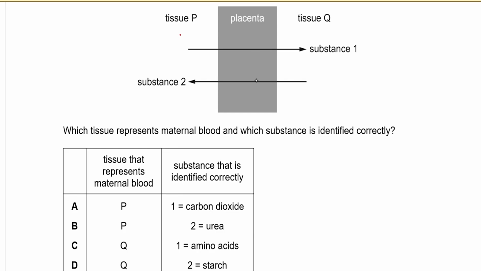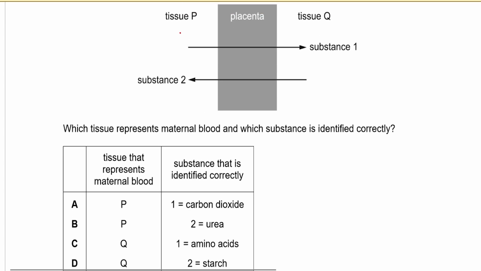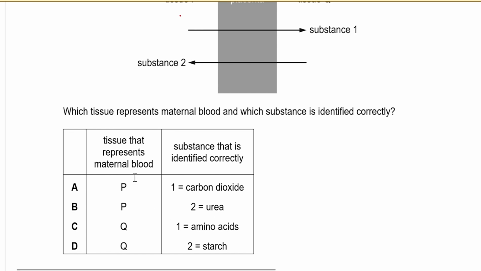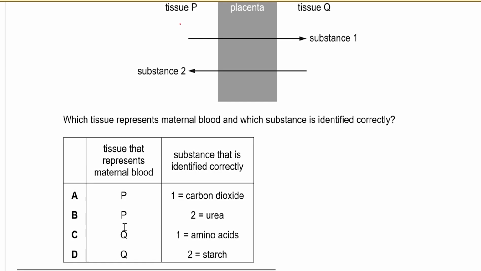All right. Okay, so the tissue P is maternal blood. And then what is the substance over there? Right, so for the substances here, let's start with maternal blood, substance carbon dioxide. Then again we have P, which is maternal blood, substance 2, which is urea coming over here, getting out. And then we have tissue Q, which is not maternal blood, this is fetal blood, and tissue Q also is fetal blood again.